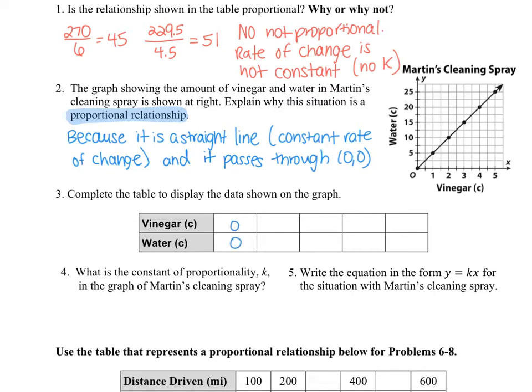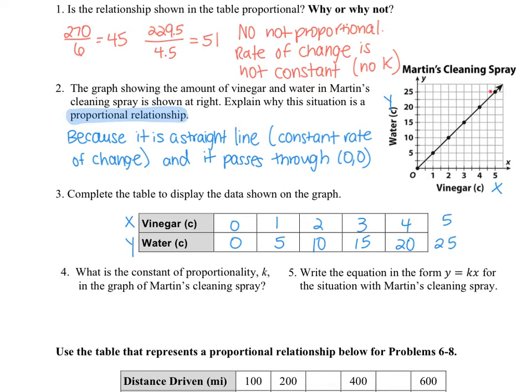So 0, 0 is on our graph. And then we can see this point right here is 1, 5 because you go to the left one, up 5. The x value goes first. And vinegar is our x value because it's on the x-axis, and water is our y value because it's on the y-axis. And then you have your next point here, which is going over 2 and up 10, so 2, 10. Our next point, over 3, up 15. And then 4, 20. And then our last point is 5, 25.